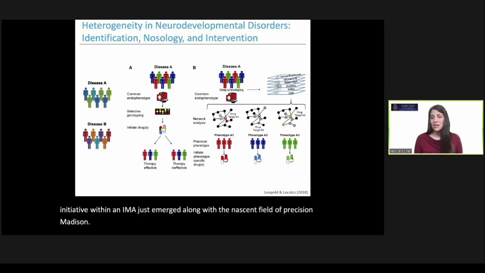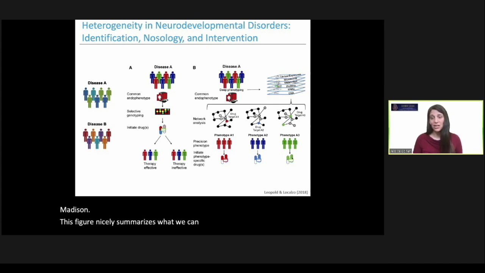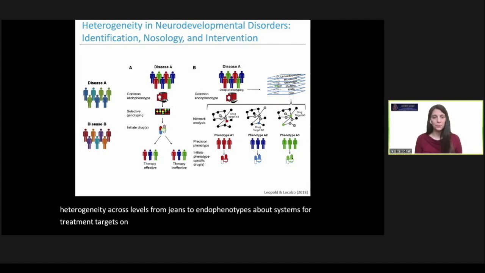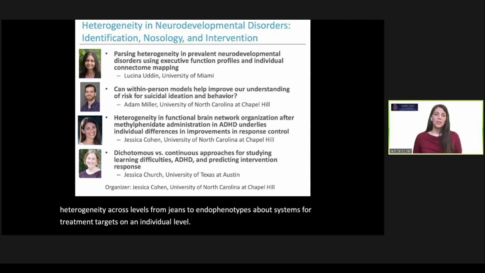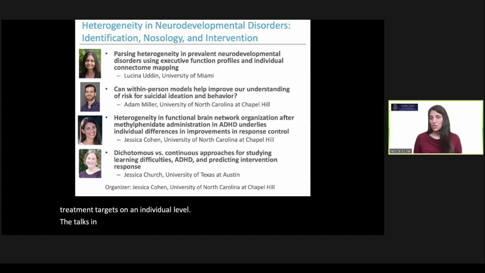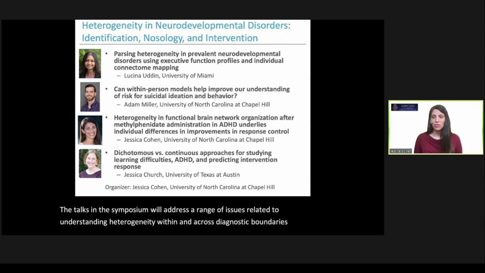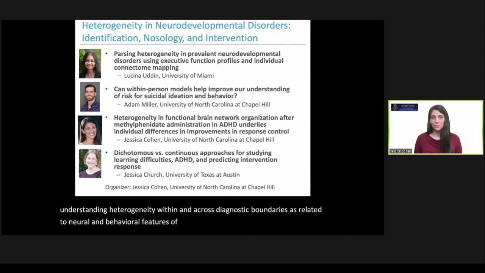This figure nicely summarizes what we can learn when we characterize heterogeneity across levels from genes to endophenotypes about systems for treatment targets on an individual level. The talks in the symposium will address a range of issues related to understanding heterogeneity within and across diagnostic boundaries as related to neural and behavioral features of typical and atypical development.